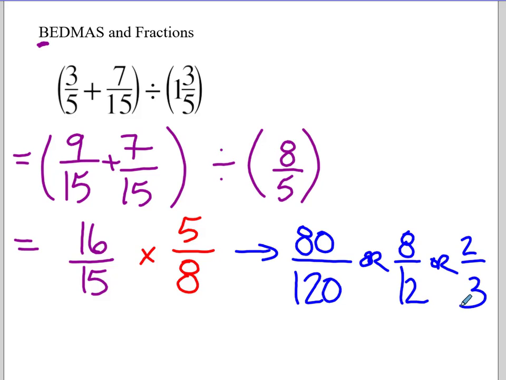An alternative approach is, if you notice here, this 8 and this 16, if you divide 16 by 8, you would get a 2. And then this 5 and this 15, if you consider that a fraction of 5/15, it reduces to 1/3, and then you'll notice the only thing that's left in this problem is 2 times 1 is 2, 3 times 1 is 3, and we get the same answer. Okay, just a little bit more sophisticated.